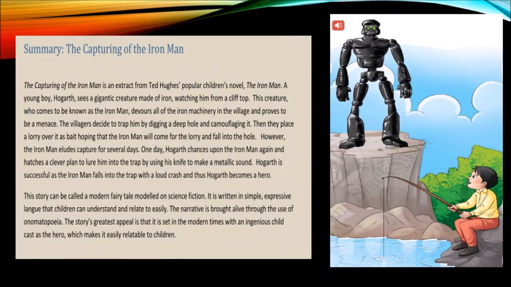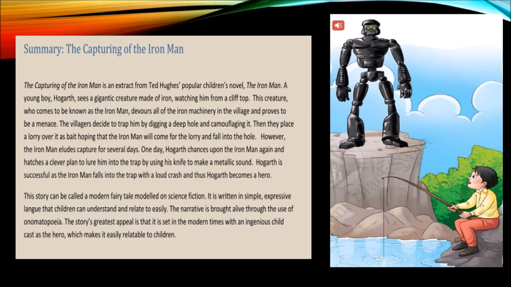Let us see the summary of the lesson. The Capturing of the Iron Man is an extract from Ted Hughes' popular children's novel The Iron Man. A young boy, Hogarth, sees a gigantic creature made of iron watching him from a cliff top. This creature, who comes to be known as the Iron Man, devours all of the iron machinery in the village and proves to be a menace.